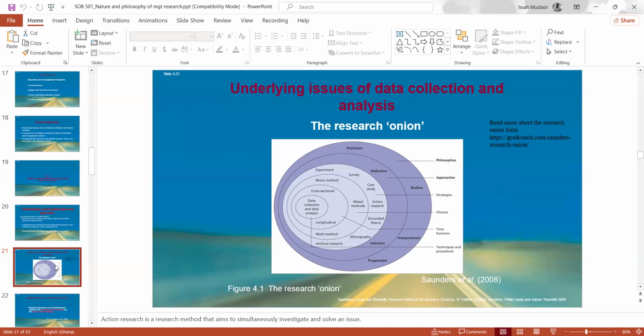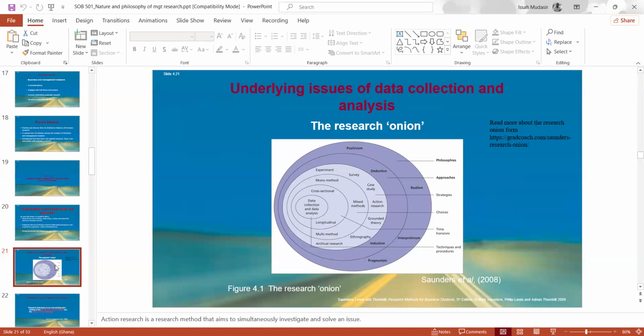Or are you the type of researcher who will begin with the data collection? You collect the data, then based on the data, you derive patterns, and based on those patterns, you produce theories. In that case, we say that you are practicing what we call inductive research. Now, after the approaches, you move to strategies.